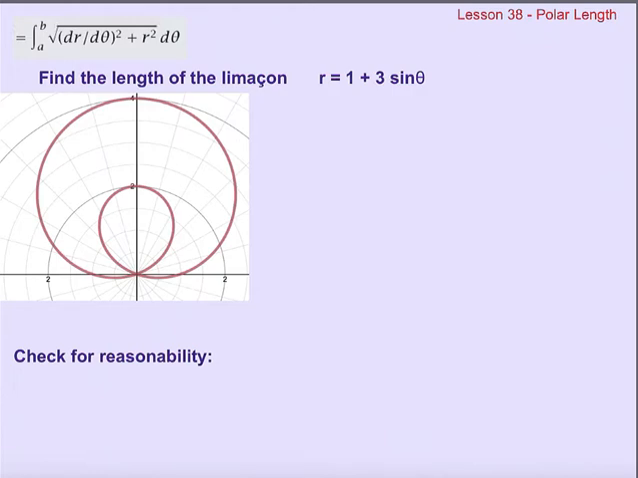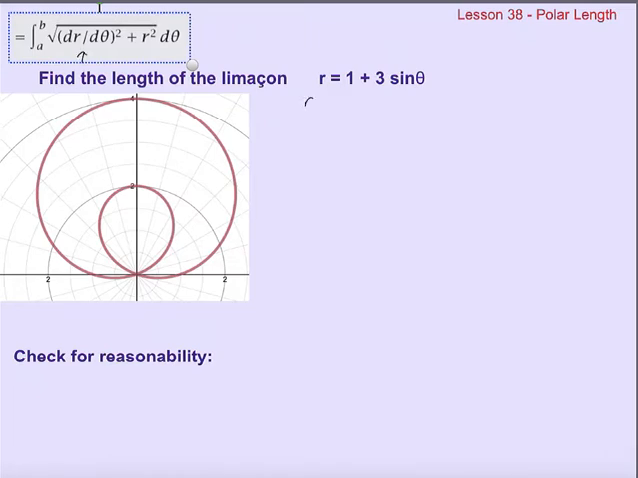Now we're going to use that formula for arc length of a polar curve to find the length of a couple of different polar functions. This one is called a limacon. R equals 1 plus 3 sine of theta. We are going to find its length. In order to do so, looking at the formula here, we're going to need to know what dr d theta is.